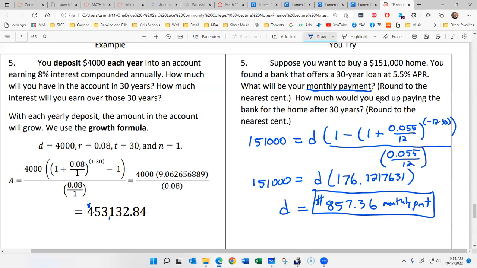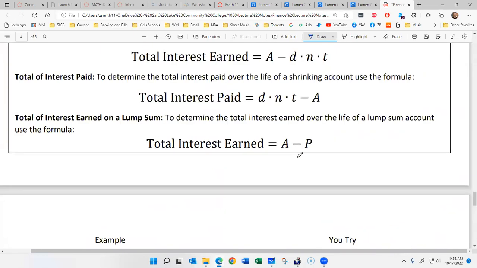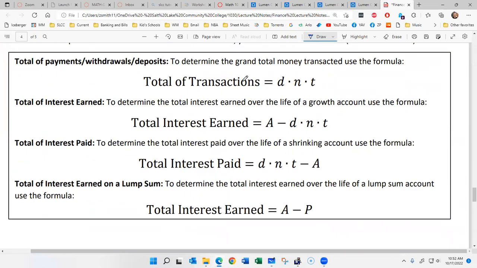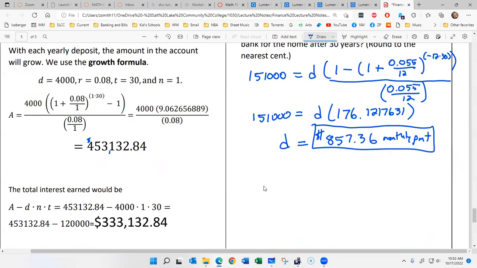How much would you end up paying the bank for the home after 30 years? So that's just the total payment. So in our formulas, that's the total of the transactions, the total payments. That's a DNT. So DNT would be, we're paying $857.36, 12 times a year for 30 years.